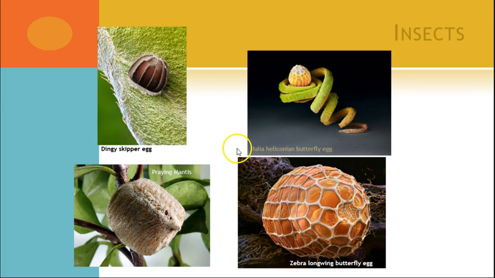And so I've just put some in here. This is a butterfly egg. This is a different butterfly egg. But you can see all these great structures, and they're all protective structures. And then this is a praying mantis egg case, and there are anywhere between 1,000 and 1,500 individual praying mantis eggs inside of this case that's stuck to the tree. So there's some insect eggs.